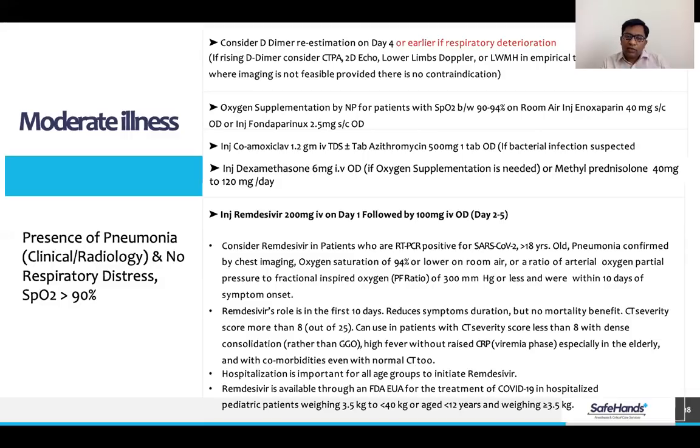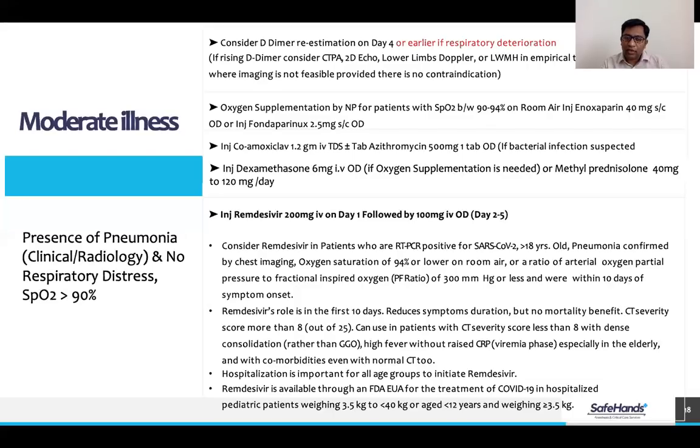Remdesivir's role is in the first 10 days; it reduces symptom duration, but there are no mortality benefits. With a CT severity score more than 8 out of 25, it can be used; also in patients with a CT severity score less than 8 with dense consolidation rather than ground glass opacities, or high fever with rising CRP, especially in elderly patients and those with comorbidities, even with a normal CT. Use in hospitalization is important for all age groups to ensure remdesivir benefit.